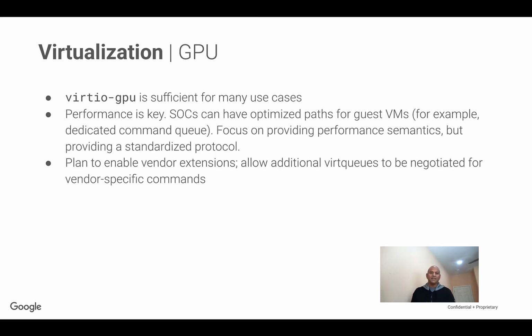GPU, we all know VirtIO GPU has been there for a while. It's sufficient for many use cases. However, for the performant paths, where performance is absolutely crucial, where we use a GPU for multiple scenarios, whether it be for image processing or for Vulkan-based implementations for rich and quick UI access, performance is key. And a number of our SoC partners are providing optimized paths for guest VMs, and we want to leverage them. And we plan to do that by introducing new vendor extensions and providing additional VirtIO queues for vendor-specific commands. And our belief is that this will bring the implementation in very close parity with native implementations and performance.